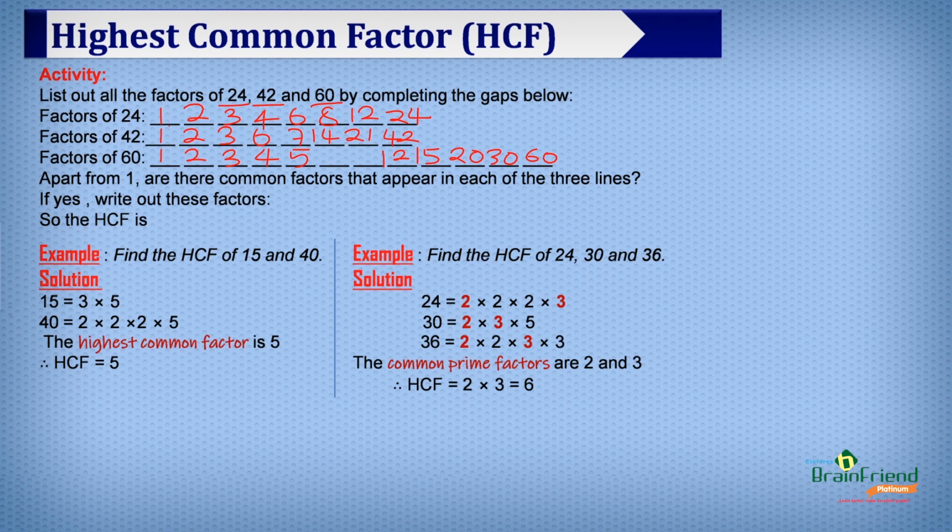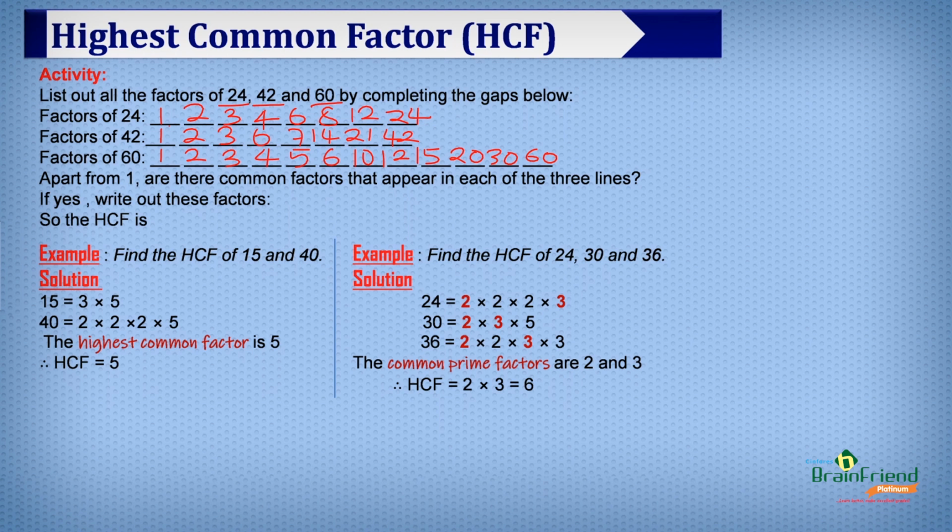6 into 60. 6 times 10 gives us 60. So we list 6 and we list 10. These are the factors of these numbers. Now, the next line says, apart from 1, are there common factors that appear in each of these 3 lines?